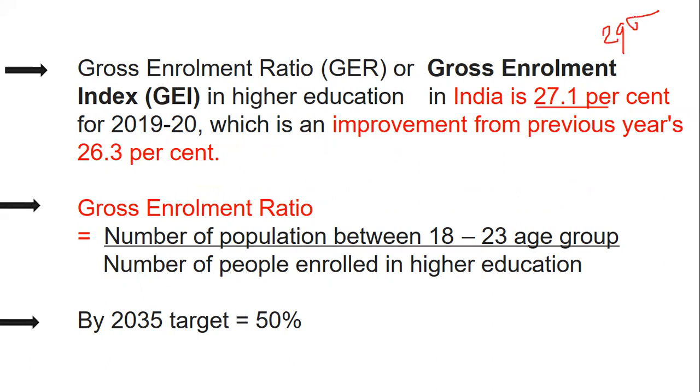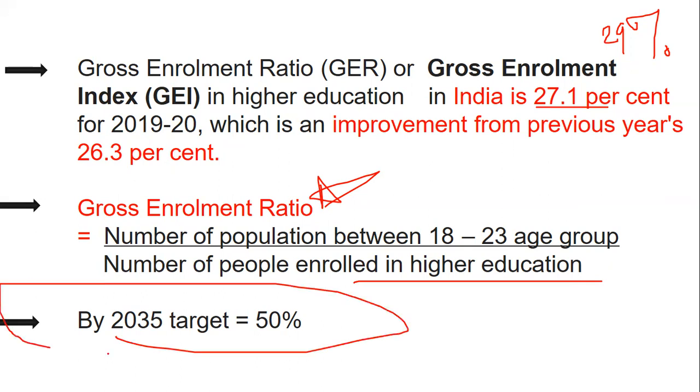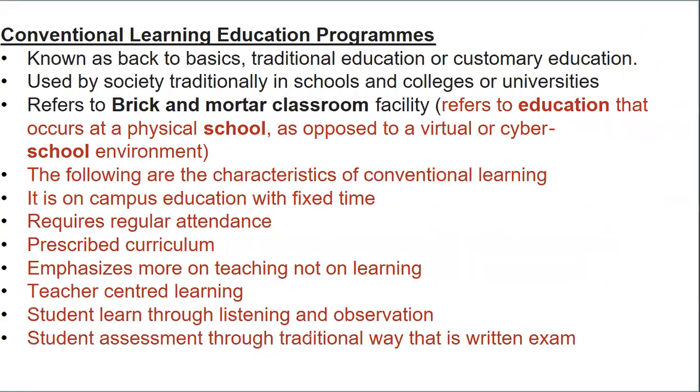Expected is 29%. How is it calculated? This was one of the questions in the previous year. The number of population enrolled in higher education divided by the number of population between 18 to 23. The target for 2035 for gross enrollment ratio is 50%, so you are supposed to reach up to 50%.